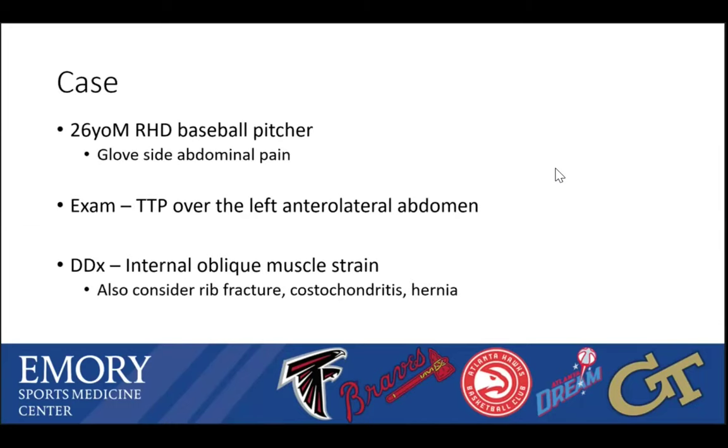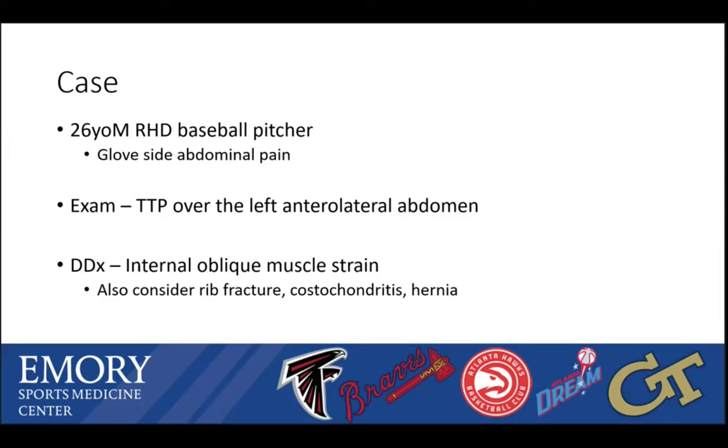And jumping right into our case, the patient we'll be talking about today and talking about ultrasound exam for is a 26-year-old male. He's a right-hand dominant baseball pitcher who suffered an acute sharp pain over the glove side, or the left side in this case, anterolateral abdomen immediately after pitching a fastball. So his exam was pretty basic and just showed tenderness over the left anterolateral abdomen at the costal margin. He had reduced rotational motion and strength because of the pain. Of course, there was high concern for an abdominal muscle strain based on the injury mechanism and the exam.